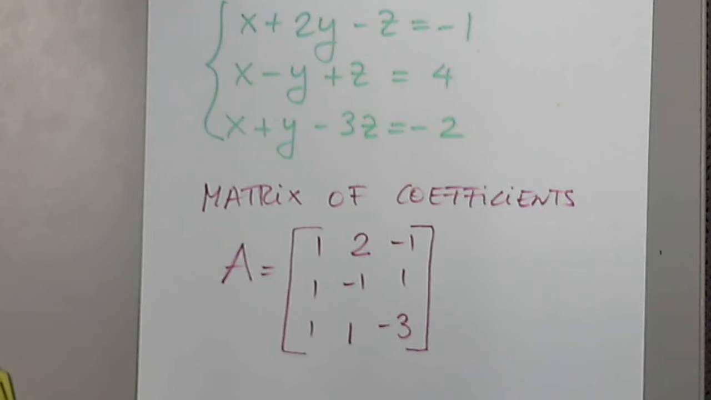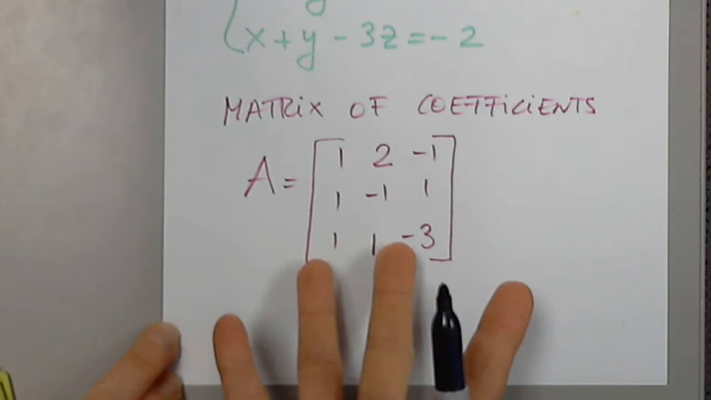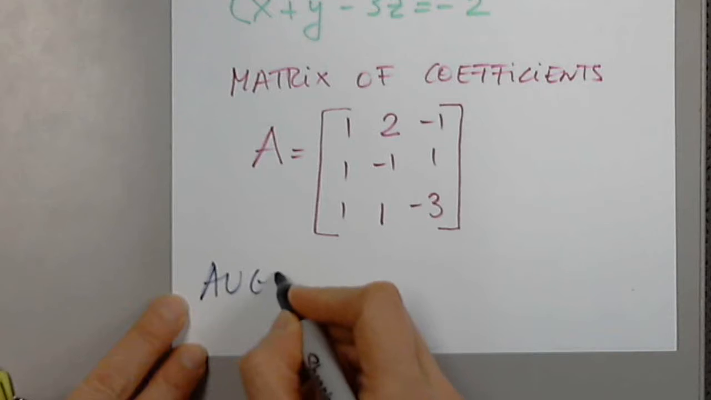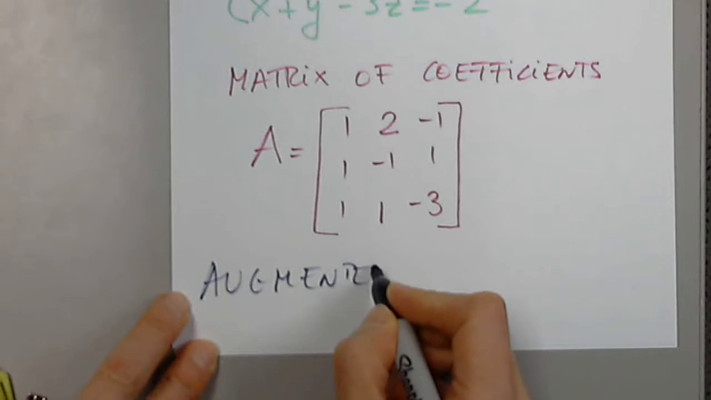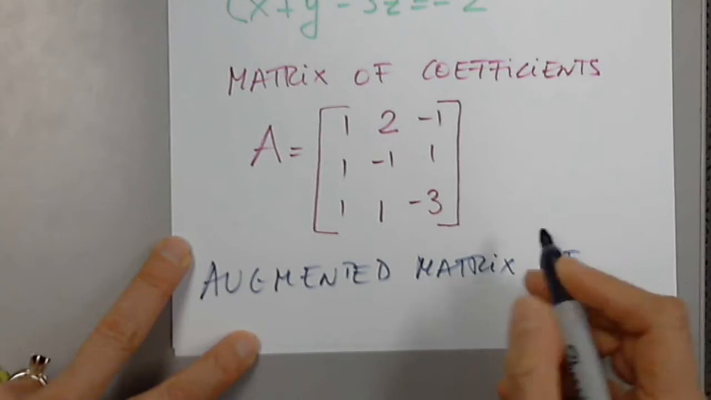For any system, we can create something like this. After we created this matrix, we have to create what is called the augmented matrix of coefficients. We are going to augment it.